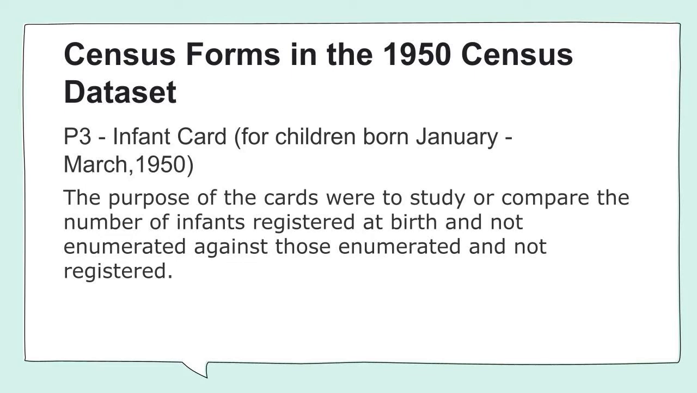Now, this is one that I hadn't mentioned before, the Form P3. I've never seen this one before. It was an infant card for children born between January and March of 1950. And the purpose was to study or compare the number of infants registered at birth and not enumerated against those enumerated and not registered. You can see the comparison.